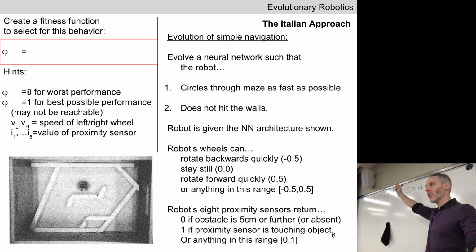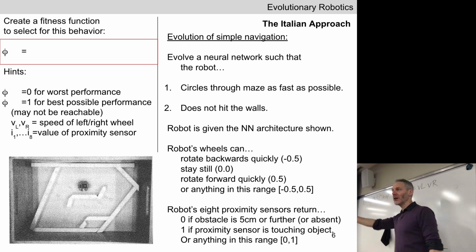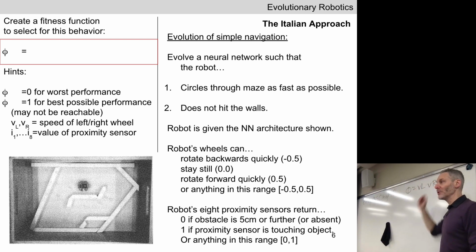Higher, more positive values are rewarding controllers that cause the robot to move forward very quickly, or both wheels turning backwards very quickly. Nice idea to multiply these together, because if they're both negative and the robot is reversing, there's nothing here that says the robot can't drive backwards through the maze. That's okay. That would also give us a high value of phi, so pretty good.